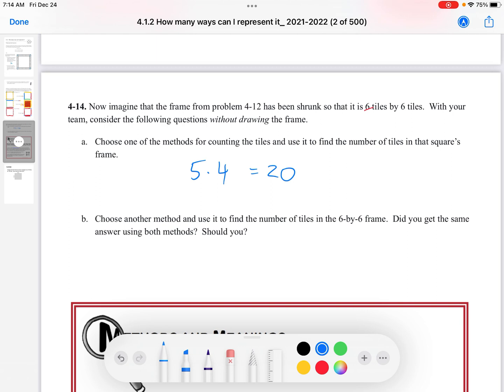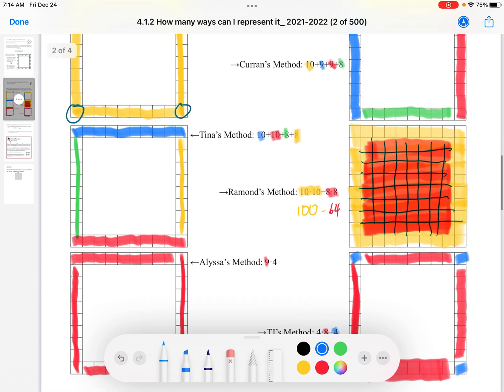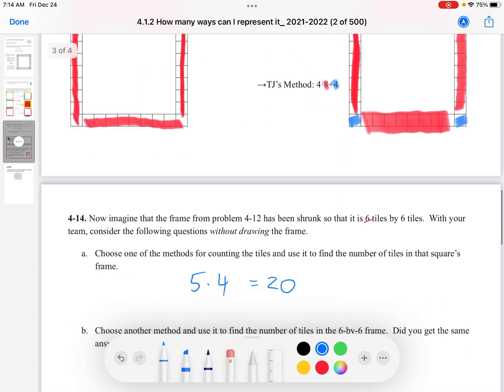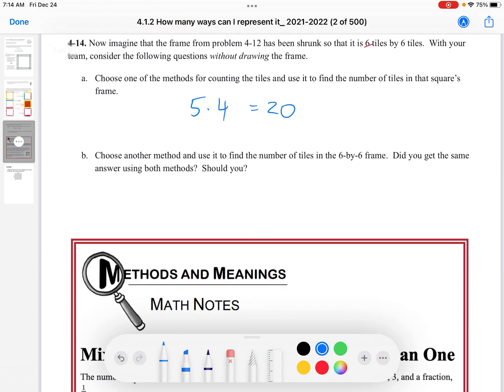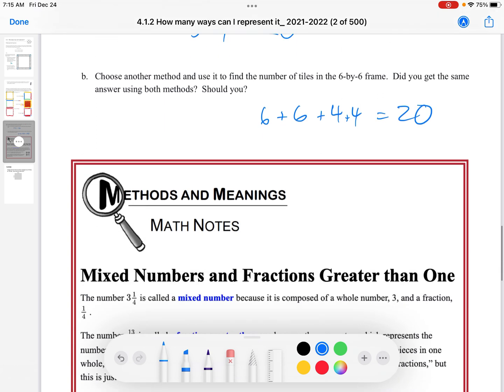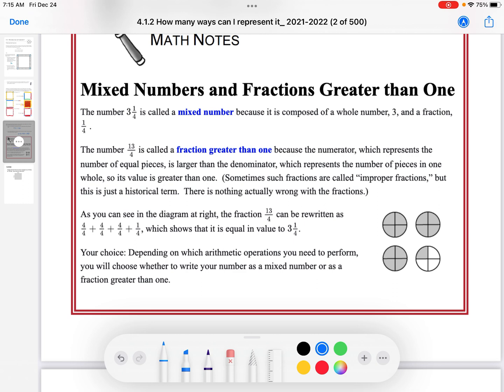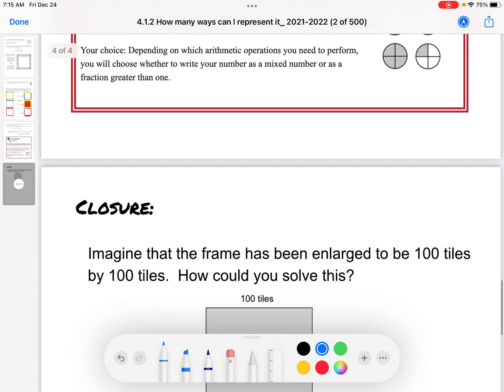Choose another method. Let's try Tina's method, 10 plus 10 plus 8 plus 8. So the top part, right, would be 6. The bottom one would be 6. And the left one would be 6 minus the top and bottom, 4. And then the right one would be 6 minus the top and bottom, which is 4. Right? So that would give me 20 also. There we go. I would take a moment just to read through this, mixed numbers and fractions greater than 1, just to review that sort of thing, please.